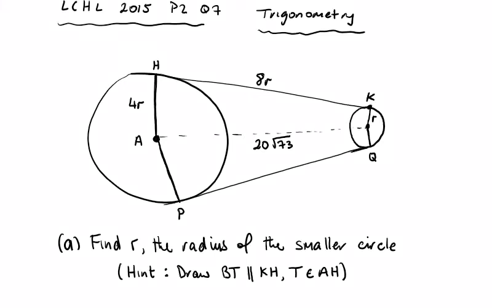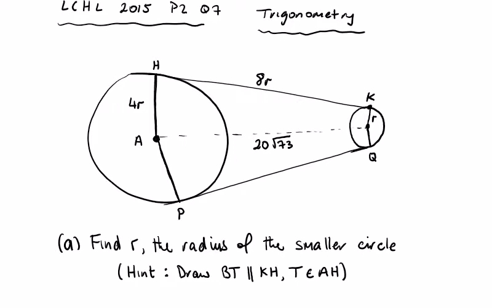Cert Higher Level 2015 Paper 2 Question 7 is a trigonometry question. A flat machine part consists of two circular ends attached to a plate as shown. The sides of the plate HK and PQ are tangential to each circle. So they're tangents. The larger circle has center A and radius 4r, in centimeters, and the smaller circle has center B and radius r centimeters. The length of HK is 8r and AB is 20 root 73.